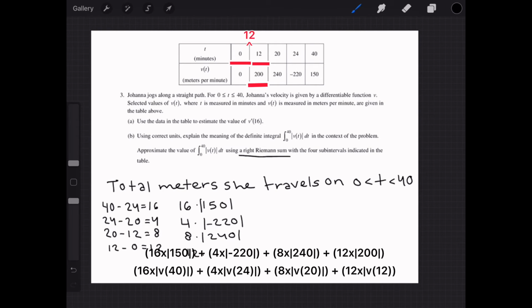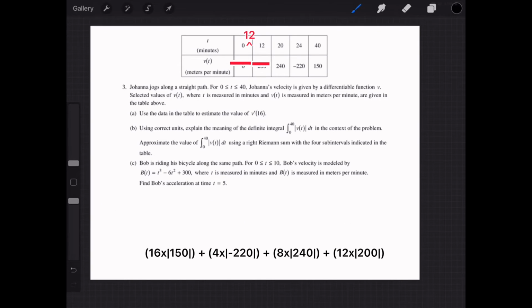For this problem, it is fine to leave your final answer as just that, but since it's in the calculator section, it is also okay to add and multiply everything out. If you choose to do this, the final answer is 7,600 meters.